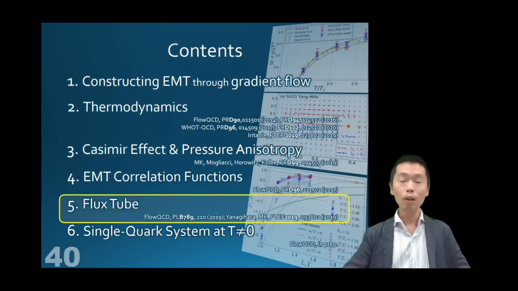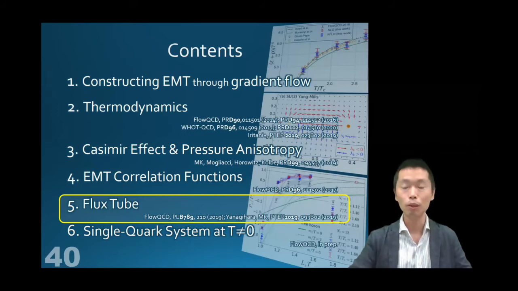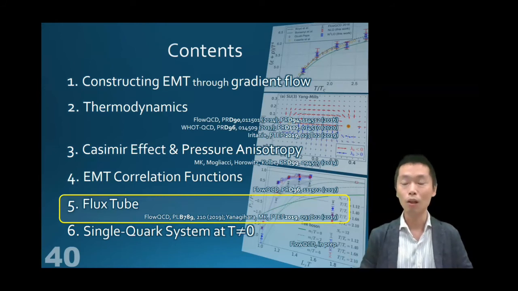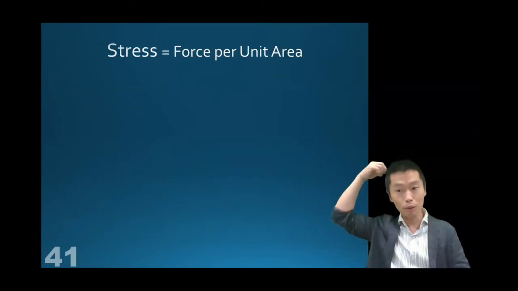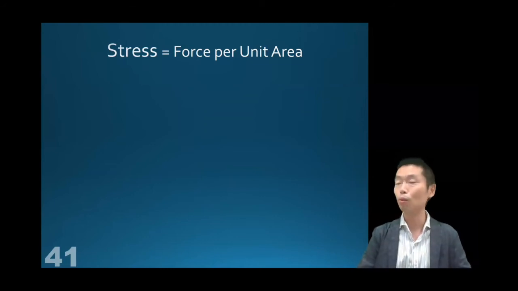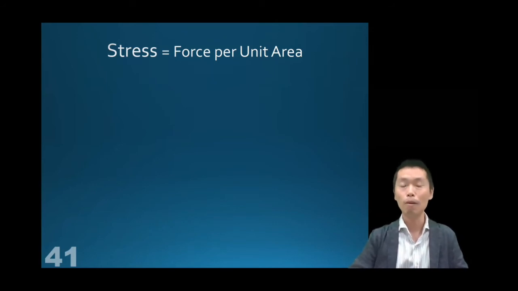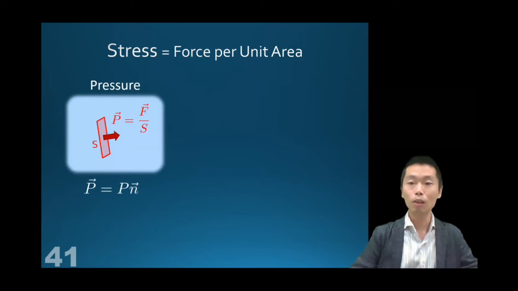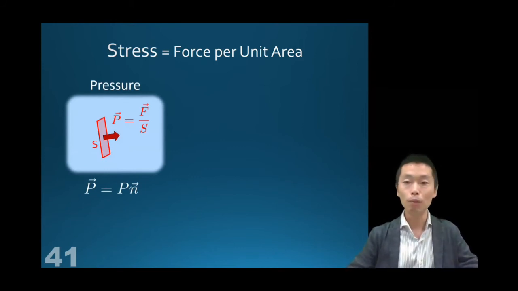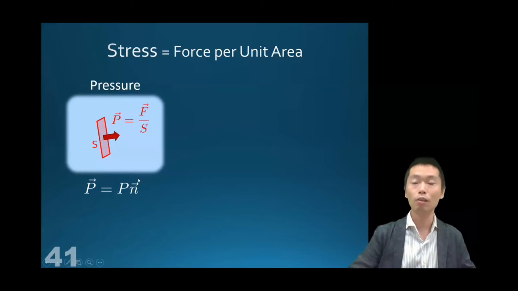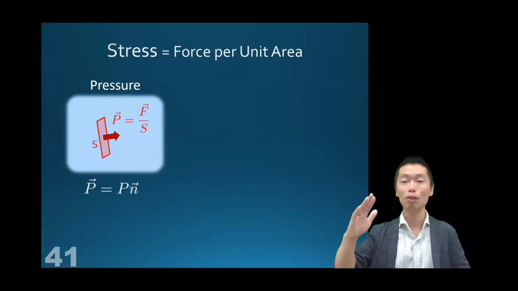Okay. And then I come to the fifth part, that is on the flux tube. So now the topic is slightly different. I want to talk about the system in the vacuum. But anyway, as an introduction of this part, I would like to recall the concept of stress again. Stress and stress tensor in physics is related to the force acting on the surface. As we have already seen, the most famous example is the pressure, because in a thermal system, there is a pressure, or the force is acting on a virtual surface.